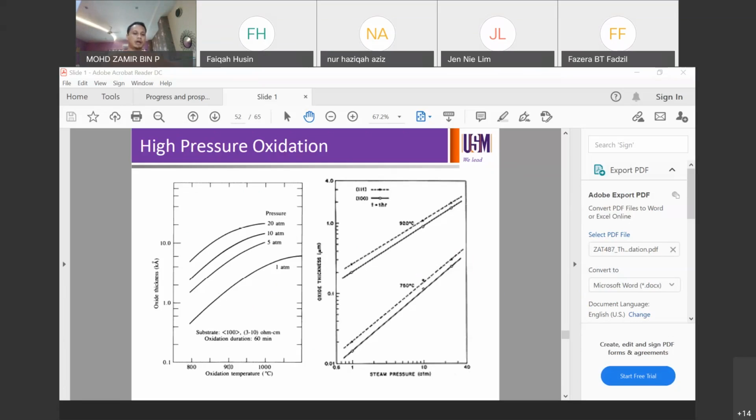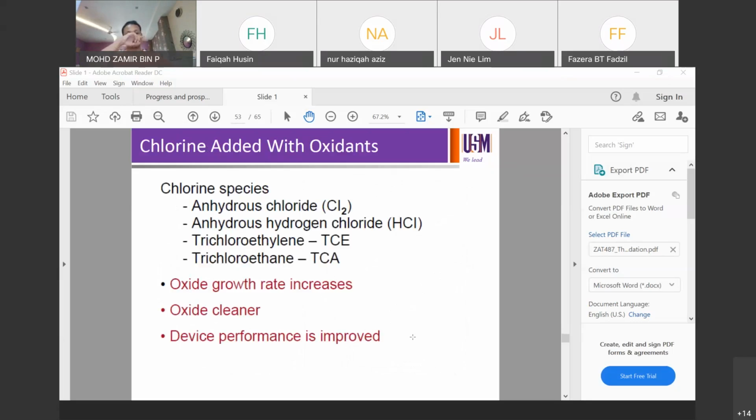On the other hand, if you run at, say, 20 atmospheric pressures, you're going to end up with 10 kilo angstrom, 10,000 angstrom or 1000 nano. Okay, 1 order of magnitude if you run 1 atm compared to 20 atm. So you can also add chlorine species with the oxidant during the process.